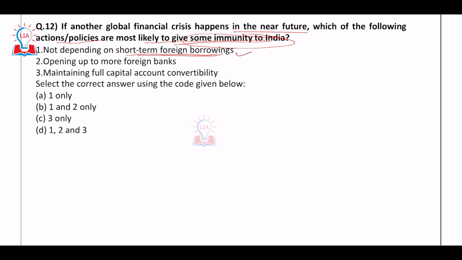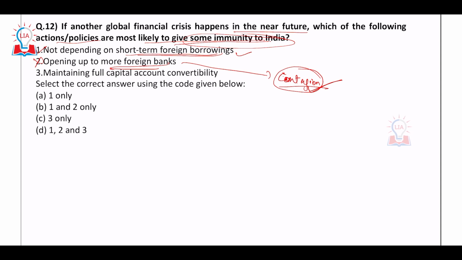Opening up of more foreign banks would lead to what we call contagion, right? So there would be a contagion, as in if something happens in a different country, and if that country's bank is present here, obviously we will be exposed to the risks, right? So spread of financial contagion becomes easier. So this is not a good option.